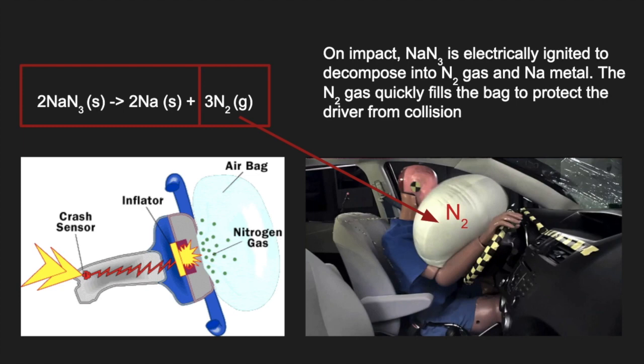I will start by introducing the mechanism of airbags. You guys may wonder, what is an airbag? Well, an airbag is a device that reduces the driver from receiving any injuries upon collision. When a car is rapidly slowing down, airbags are electrically ignited by a sensor. And next to it, sodium azide rapidly decomposes into nitrogen gas and sodium metal. The nitrogen gas quickly fills the bag to protect the driver from collision.